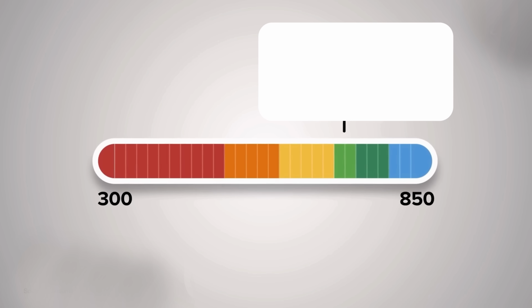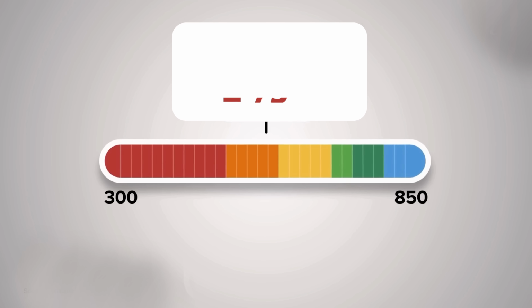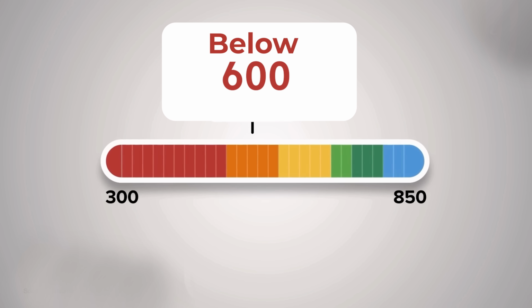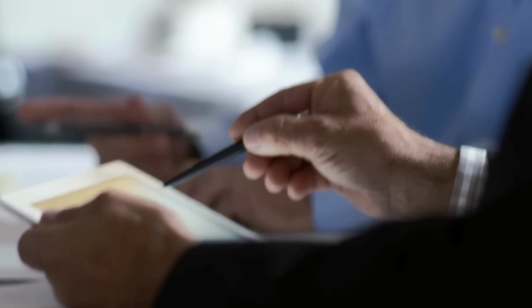If you're between 600 and 700, that's considered decent. It's not great, but it's also not bad. So you may be paying a little bit higher interest rates. And if you're below 600, that's considered pretty bad, and you might just straight out be not approved for loans, or you just need to pay a really high interest rate.